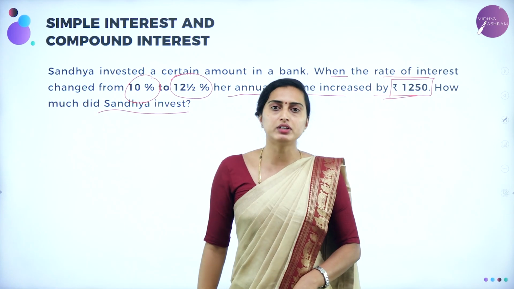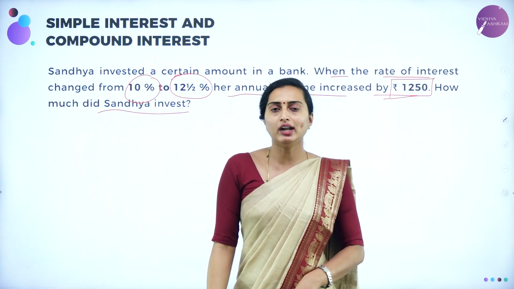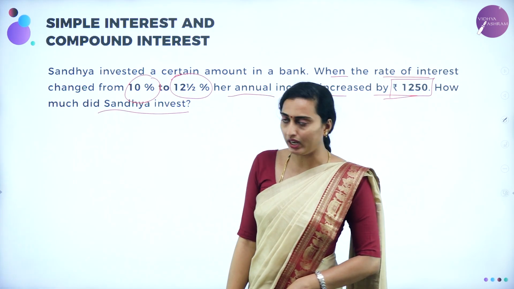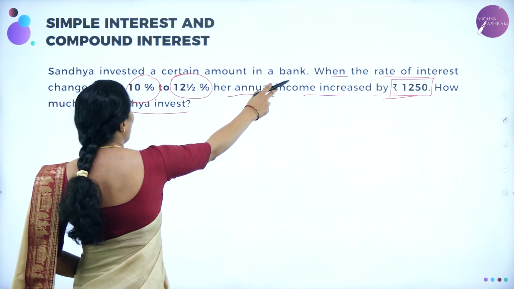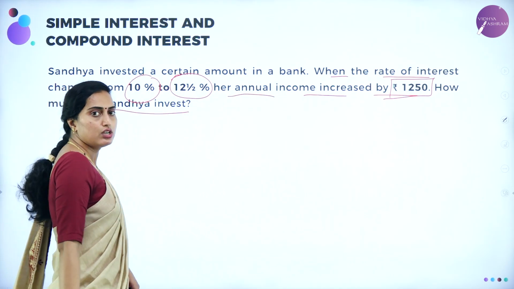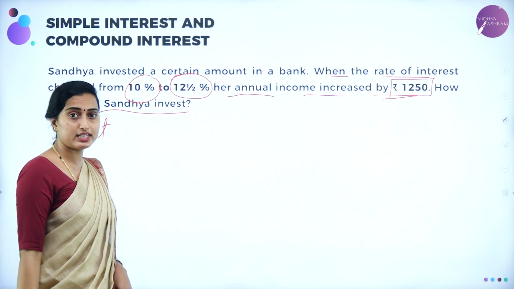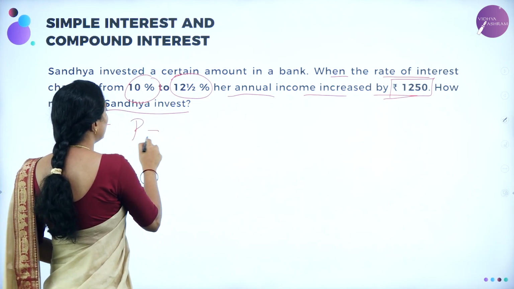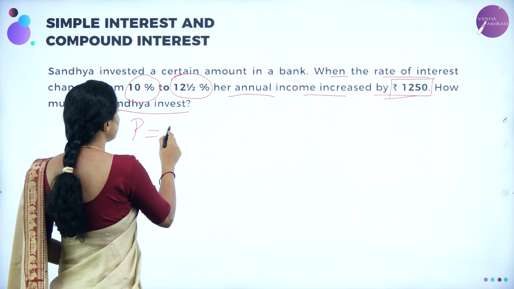And what is the amount Sandhya invested? Let me calculate by taking the given. What is given? When the rate of interest changed, let P be the amount she will invest in the first year.